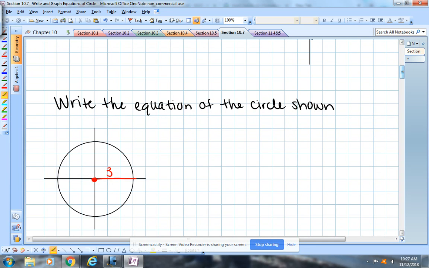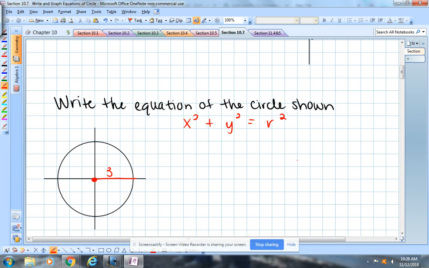So you don't have to draw this circle. You're just going to take information from it. Write the equation of the circle that is shown. We're going to write the equation of this circle. First, we need to find the center. Is the center of this circle at the origin? Yes. So since it is, we're going to say x squared plus y squared equals the radius squared.